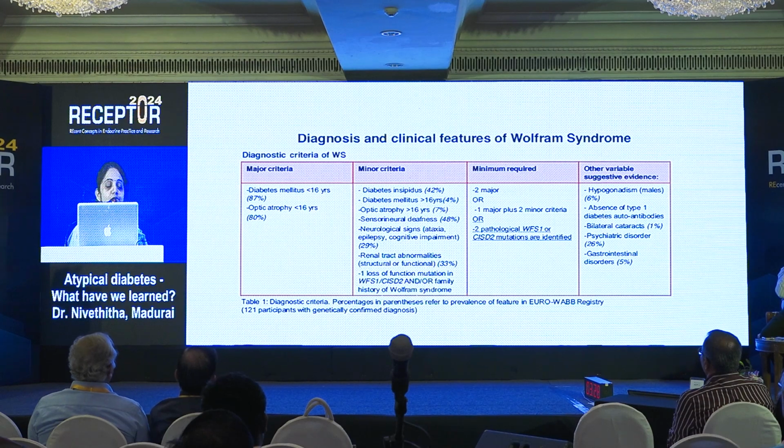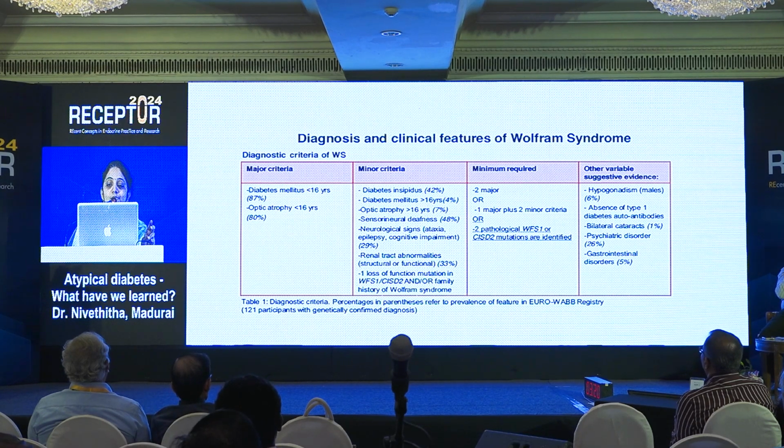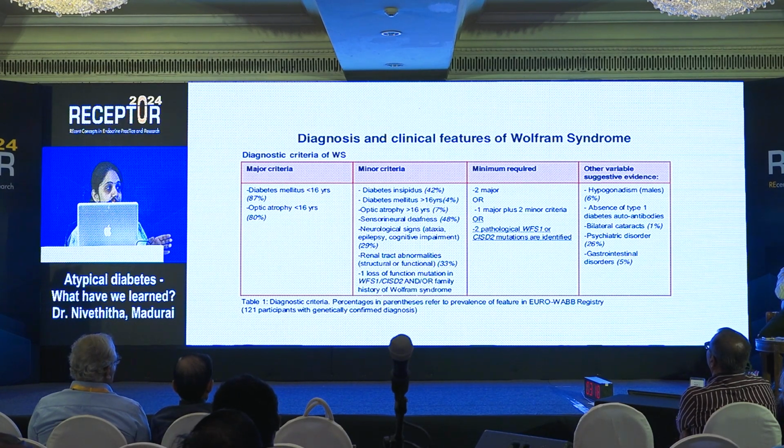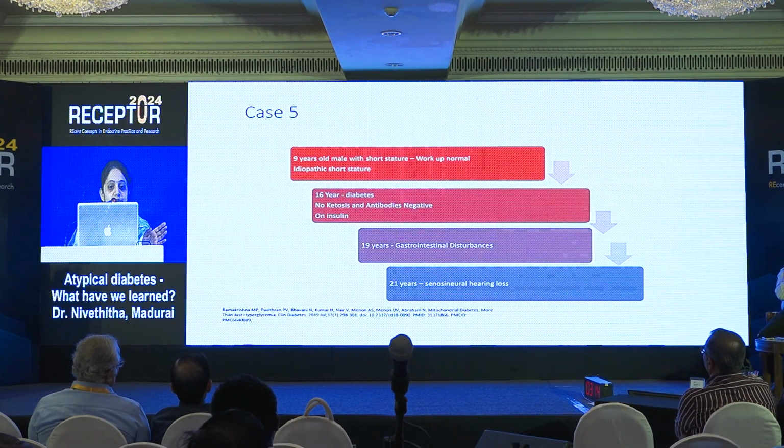The minimum required is 2 major criteria or 1 major plus 2 minor criteria, and other features they might have are hypogonadism and no antibodies, cataracts might be there, gastrointestinal disorders, and psychiatric disorders. So this was a patient with Wolfram syndrome, and I'll just proceed with the next case, case 5.